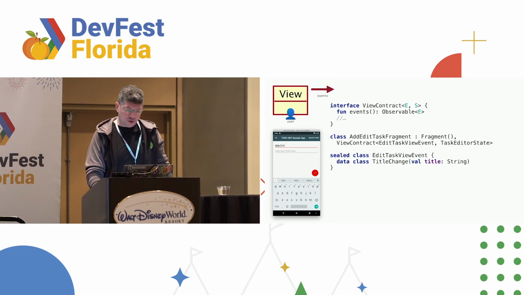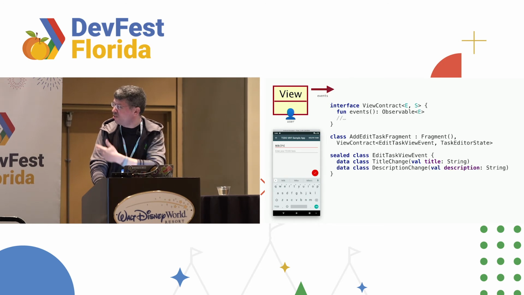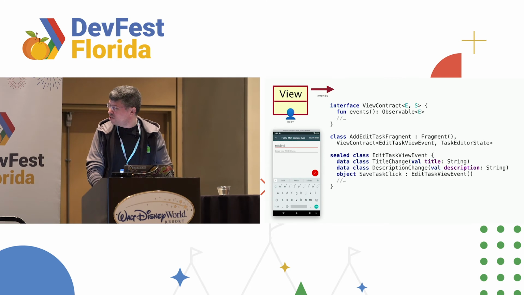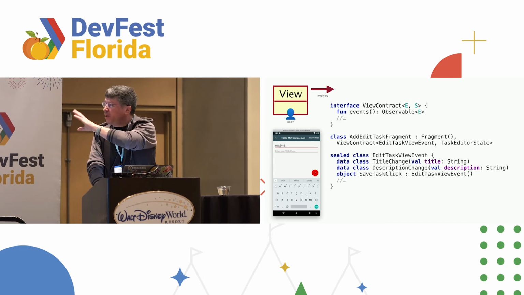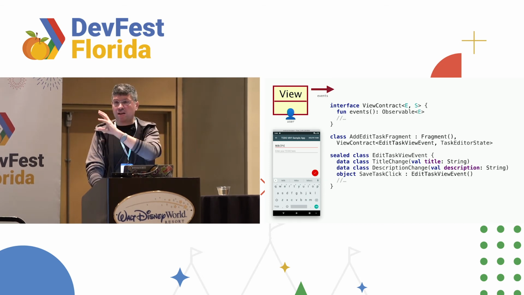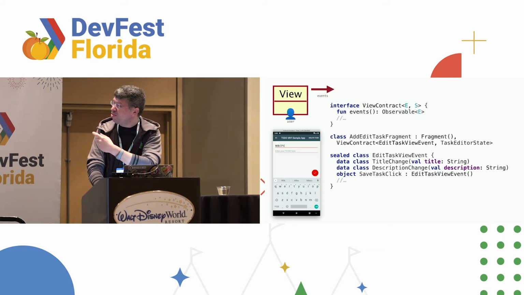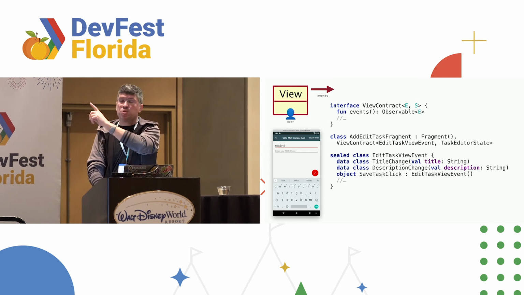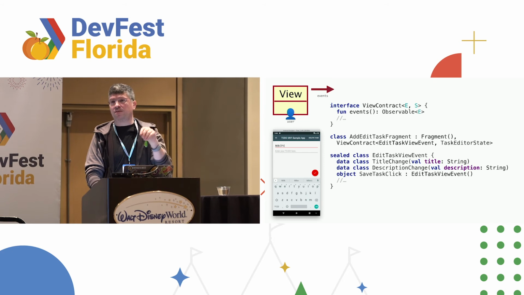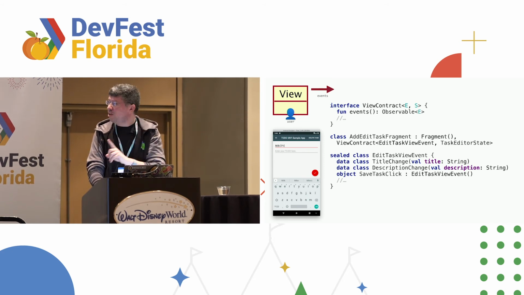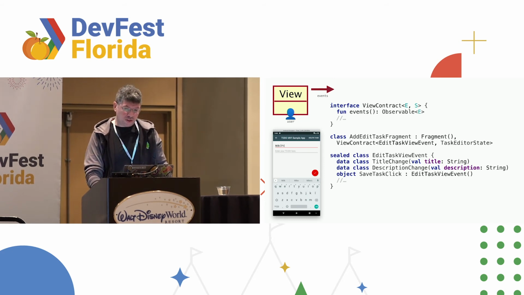If we click on the description, same kind of story. We're going to have a description change. And if we click on the save button right here, we're going to want some sort of save task event click thing being sent down. So all of these are regrouped under the banner of the edit task view event. So that's really practical. And as you can see, our observable is going to send these types of events down the pipe. So we're going to have one type to deal with. And sealed classes, as we'll see, have really nice properties that allow us to map them into different things.